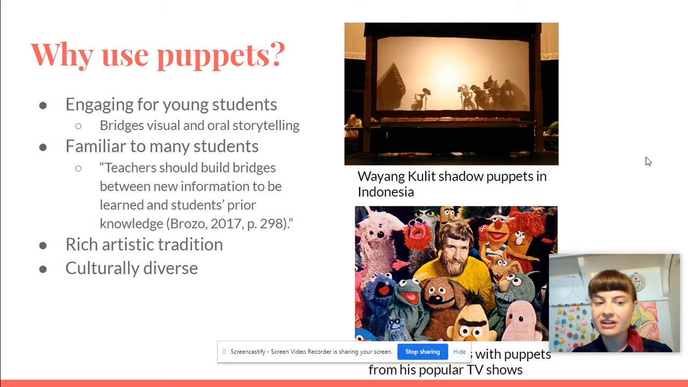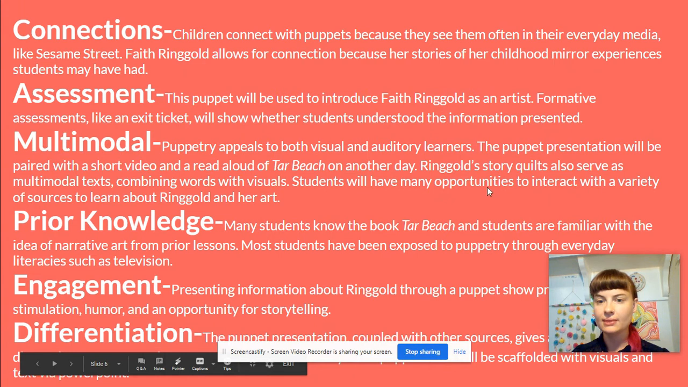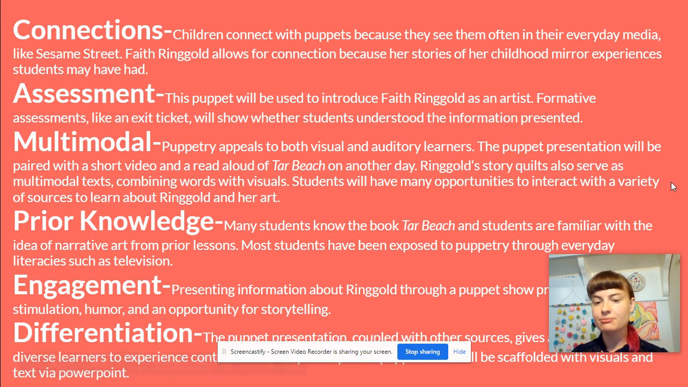Puppets also have a rich artistic and cultural tradition. Almost every country in the world has a tradition of puppet storytelling, so it can be an interesting lens to look at different cultures through. In terms of CAMP, I've already brushed on a lot of this. Like I said, puppets connect with children because children see them often in everyday media. Faith Ringgold also allows for connection because her stories of childhood mirror experiences that students may have had.